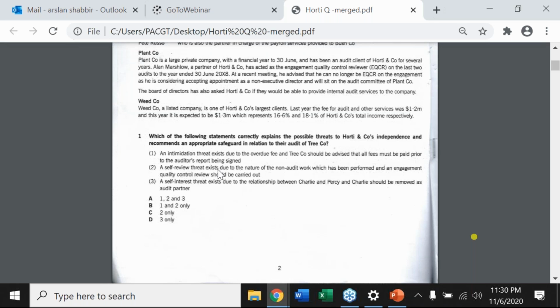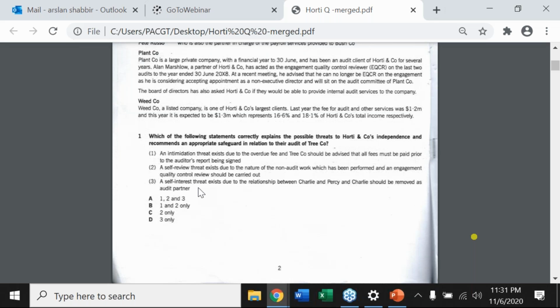A self-review threat can exist if the audit firm has provided services related to the financial statements, or if the audit firm is involved in making decisions. So the next option: a self-interest threat exists due to the relationship between Charlie and Percy, and Charlie should be removed as an audit partner. So it is a self-interest threat.